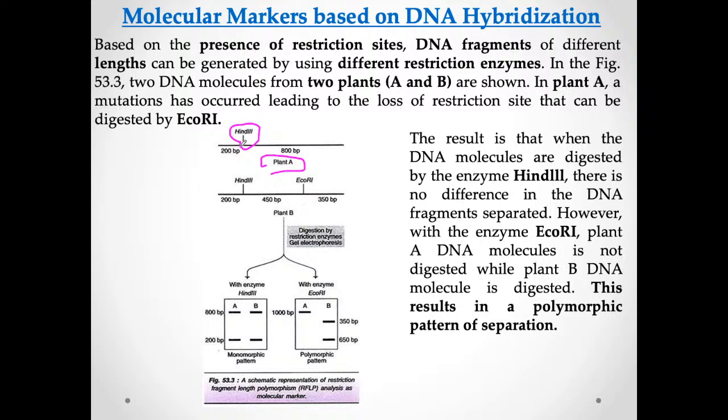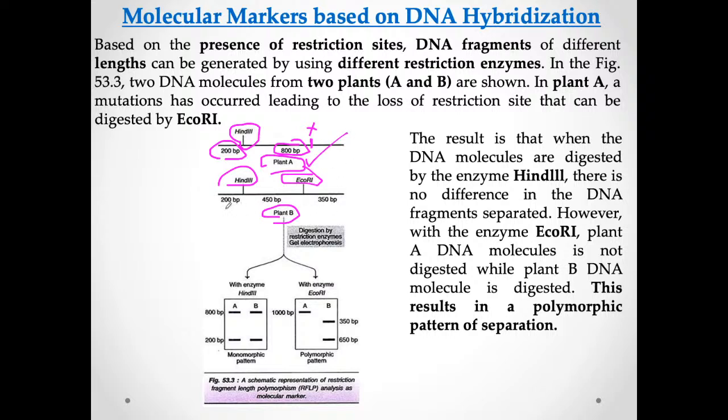So plant A will not be cut by one of the enzymes, because it lost that site. But in plant B, no mutation happened, so it will be digested by both HindIII and EcoRI. Because plant A does not have that restriction site, it gives only two fragments: one of 200 base pairs and one of 800 base pairs.